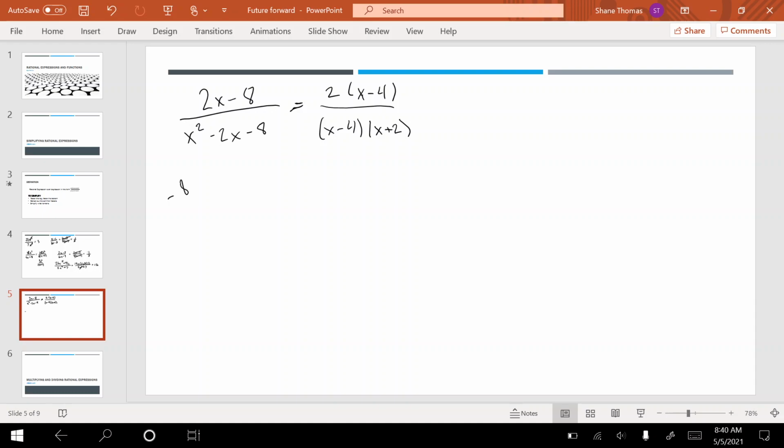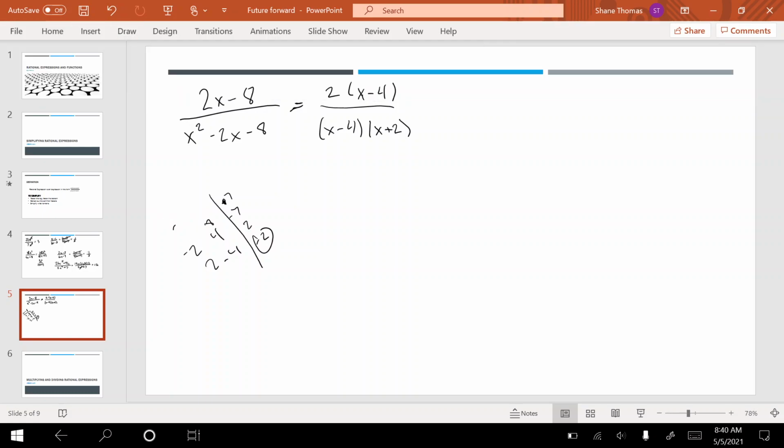Take your c term, which is negative 8. It factors as 1 and 8, 2 and 4. Now it's negative, so you have to consider the signs. Add them up. Positive 7, negative 7, positive 2, negative 2. We were looking for negative 2, so that's our middle number. Okay?